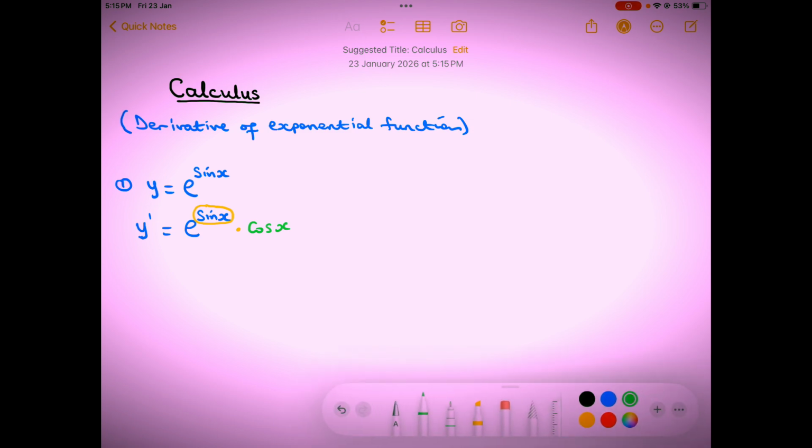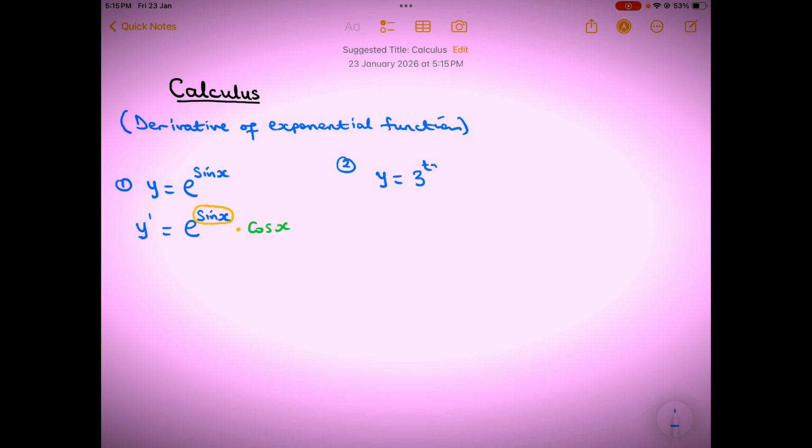Now let's have a look at the second part. With the second part, you are given the function y equals 3 to the power of tan x. This is what we have. So now the derivative, written as y prime, is equal to, we write the given function as it is, so 3 to the power of tan x, that is the given function.